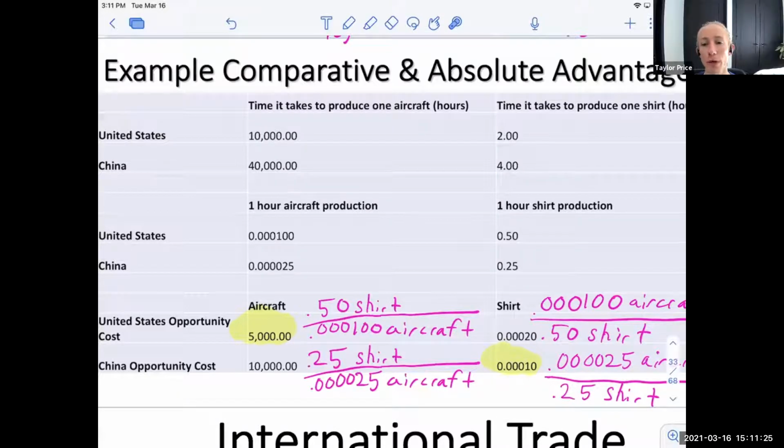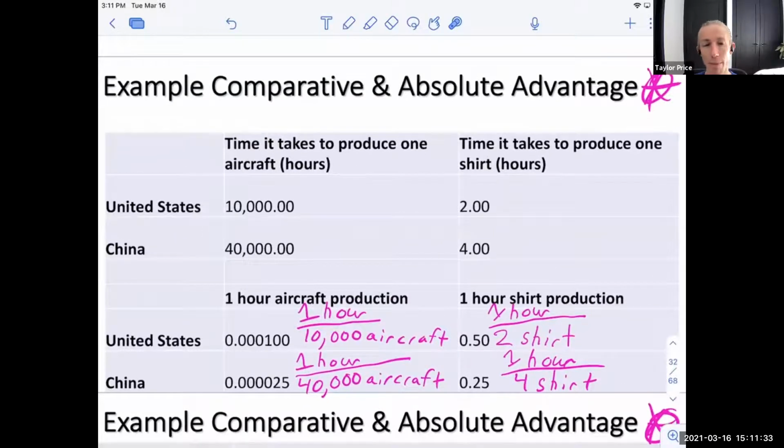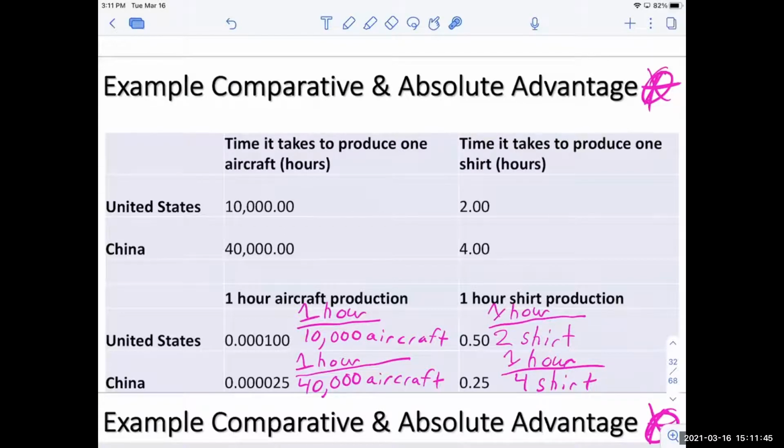And for this one, and for questions similar to this, if you ever see something that gives you the amount of labor time it takes to produce something, and it's not in the same unit initially, you have to convert it to being in the same unit. Got you. All right, thanks.